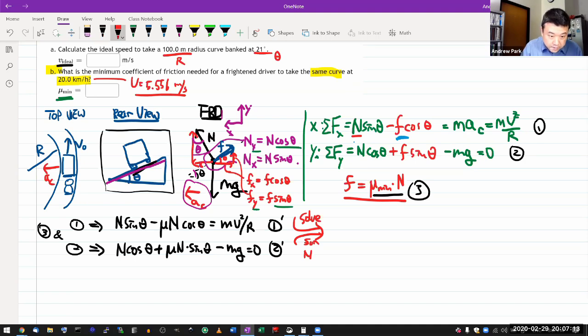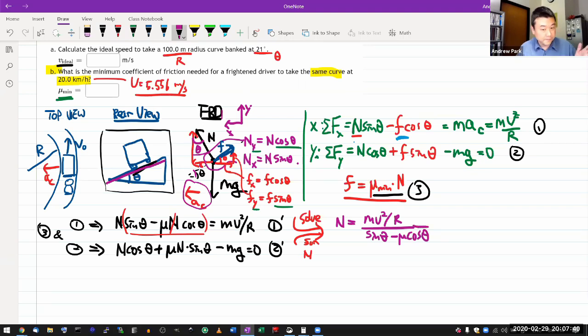So solving for n here, I can factor out n. That gives me n times sine theta minus mu cosine theta equal to that. So divide out by this thing, that gets me n. So doing all that in my head, n is equal to mv squared over r divided by sine theta minus mu cosine theta. Okay, that's a version of n coming from 1 prime, so 1 double prime.